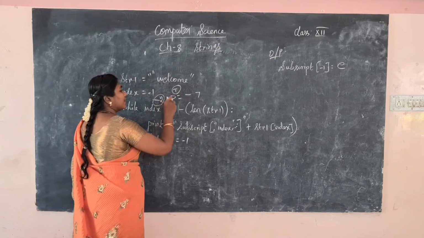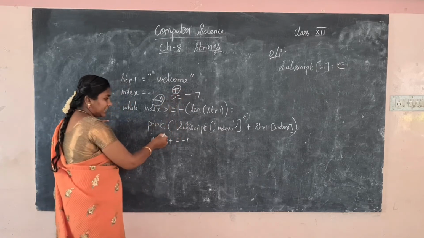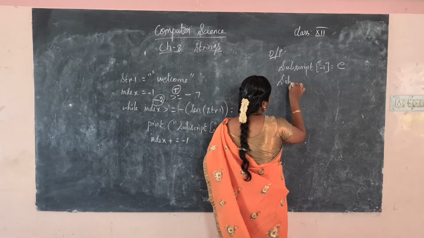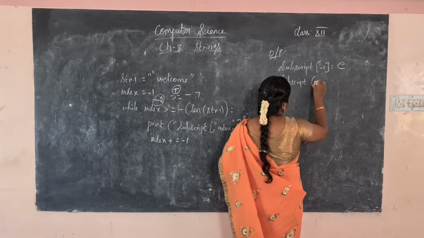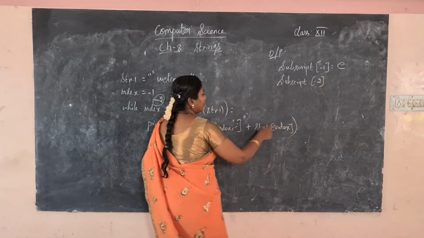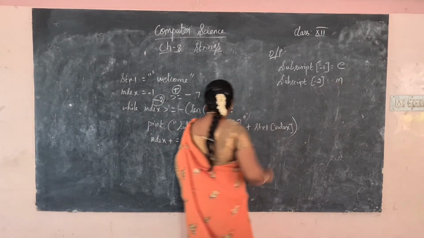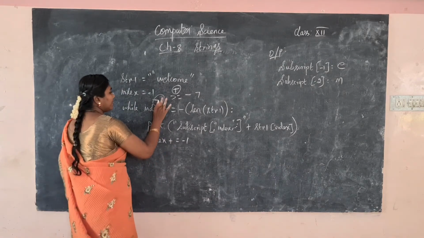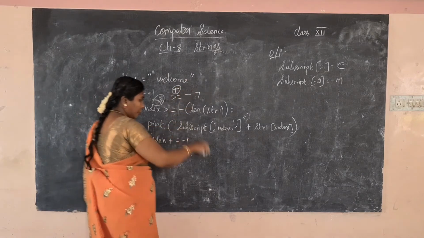Is -2 greater than or equal to -7? The condition is again true, so it will get inside the loop. Subscript of -2, so string 1 of -2 is M. Now the index value will again be decremented by 1, so now I have -3. -3 is greater than -7, condition true.